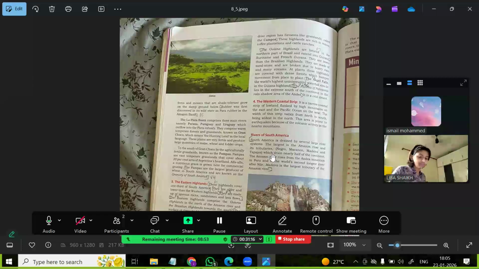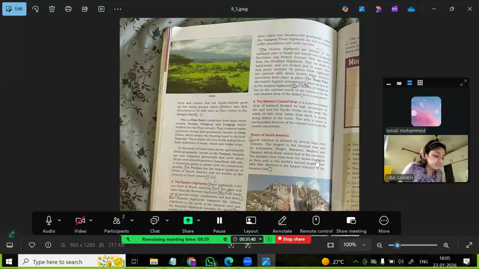Then you have the rivers of South America. The largest river in South America is the Amazon River. And what are its tributaries? Negro, Maranon, Madeira, and Tapajos. These are the tributaries of the Amazon River.